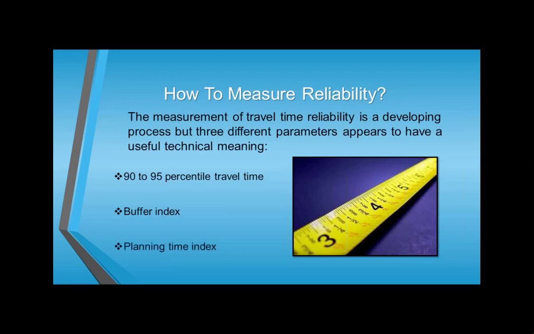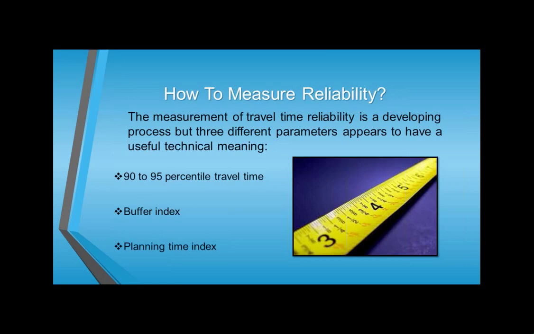The planning time index estimates the total travel time that drivers are going to take to get to the destination. For example, if we have a 1.6 planning time index and we usually take 15 minutes to get to our destination, we multiply that 1.6 by the 15 minutes, and then we get the total amount of time that we're going to spend on the roadway to be able to get to the destination on time.